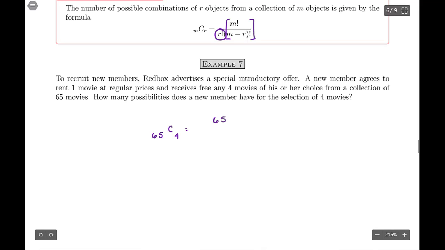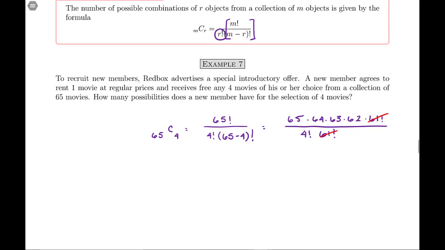So what we get using the rule is 65 factorial over 4 factorial times 65 minus 4 factorial. And again, we have 65 times 64 times 63 times 62 times 61 factorial. You'll see why I stopped there. 4 factorial, and 65 minus 4 is 61 factorial. So these two, 61 and 61, cancel. And we have 65 times 64 times 63 times 62 over 4 factorial. And 4 factorial we've already calculated to be 24.